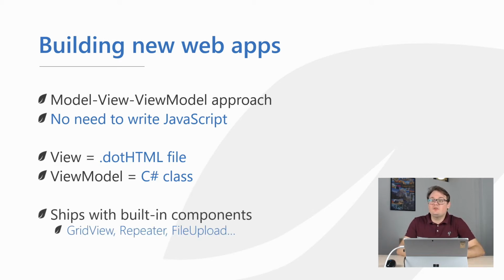DotVVM ships with a few built-in components. Actually, maybe few is not the correct word, because there are more than 25 of them. We have very simple controls that just wrap some basic HTML elements like text box or button and things like that. And we also come with advanced controls like GridView, which will be able to present your data, including sorting and paging and those features you will probably need. We have a repeater, we have a file uploading component, and there are plenty of them, and I will be showing them in a few minutes.